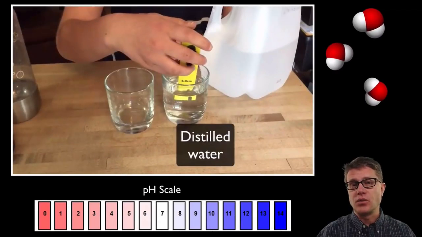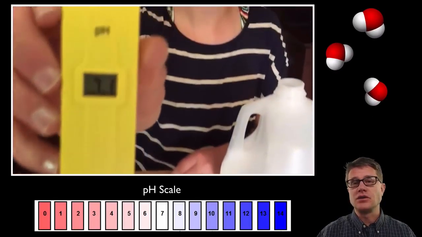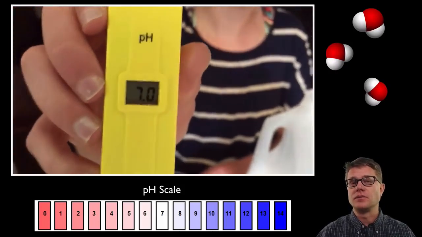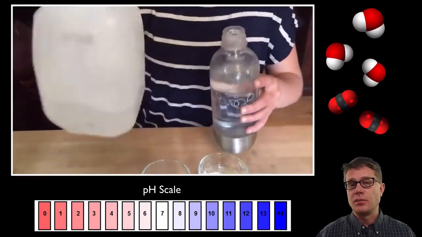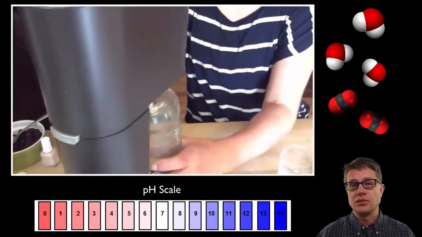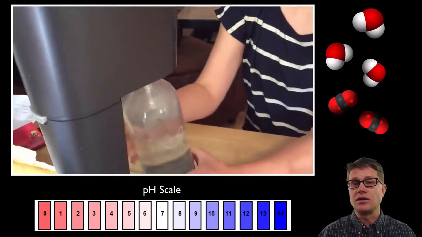This is regular distilled water, and I'm going to use a pH meter to measure the pH of regular H2O, and it's going to be right around 7. Now I'm going to take that same distilled water, put it in a bottle, and add carbon dioxide to it. We're using a Soda Stream machine to shoot carbon dioxide in it. It's now just carbonated water.